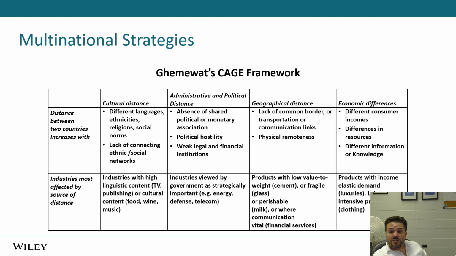Economic differences: different consumer incomes, differences in resources, different information and knowledge. Basic demographic things here again. If you're selling a differentiated product and the consumers in your home market are significantly more wealthy per capita than those in the host market, that could cause a problem. When Target tried to enter Canada, Target's whole proposition was that it was low cost value. But because of the relative poverty of Canadians, unfortunately, Target was actually quite expensive in Canada, and so they exited. The customers just didn't have enough money for it to seem like a good value proposition.